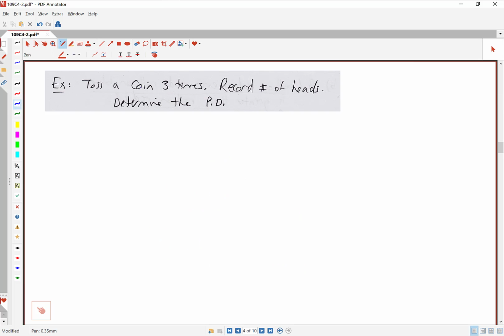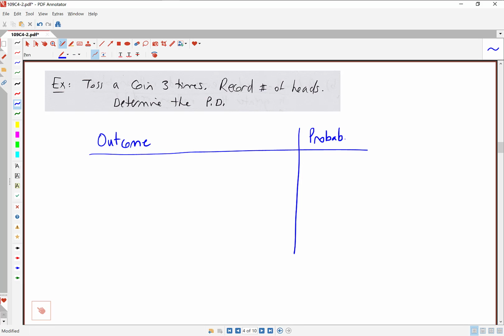So now we're going to toss a coin 3 times, and we're going to record the number of heads. Let's determine the probability distribution. So what we're ultimately trying to find is a list of different outcomes and the probabilities that go with those outcomes. So let's think about the outcomes first. So you toss a coin 3 times and think about how many heads you could get.